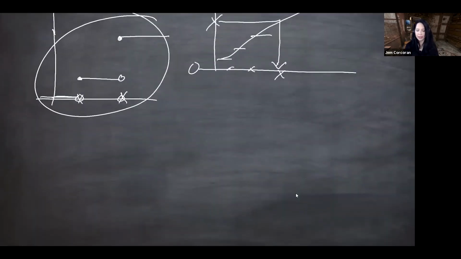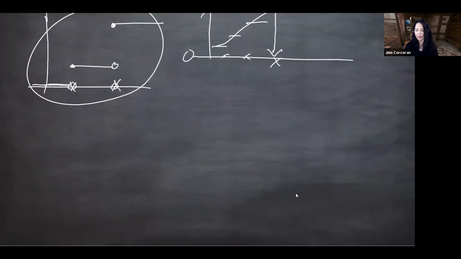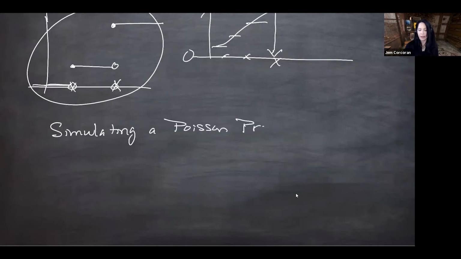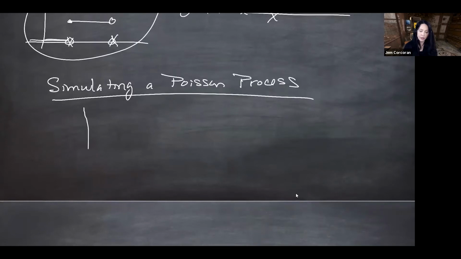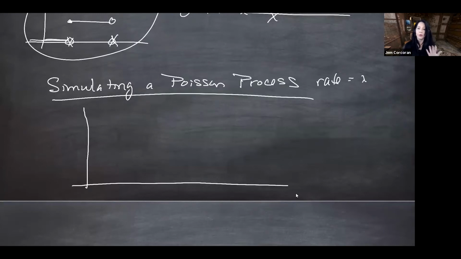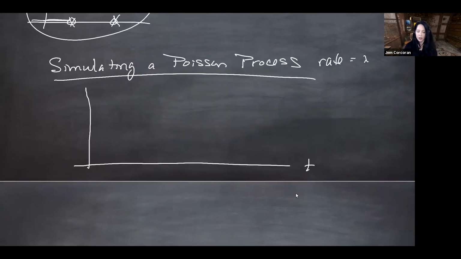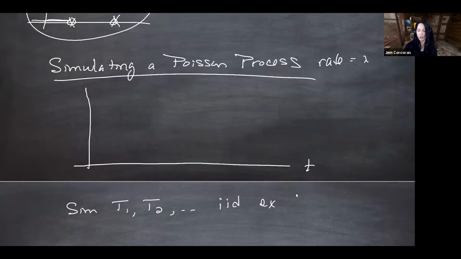Okay, so one more thing on simulation, and that is simulating a Poisson process. So a Poisson process is a counting process. It's going to keep jumping up by 1 unit at random times. So if you have a Poisson process with rate lambda, we now know 2 ways we can simulate this. So this is time. And one is we can just start simulating exponentials as described above. So we can simulate T1, T2, etc., IID exponentials.